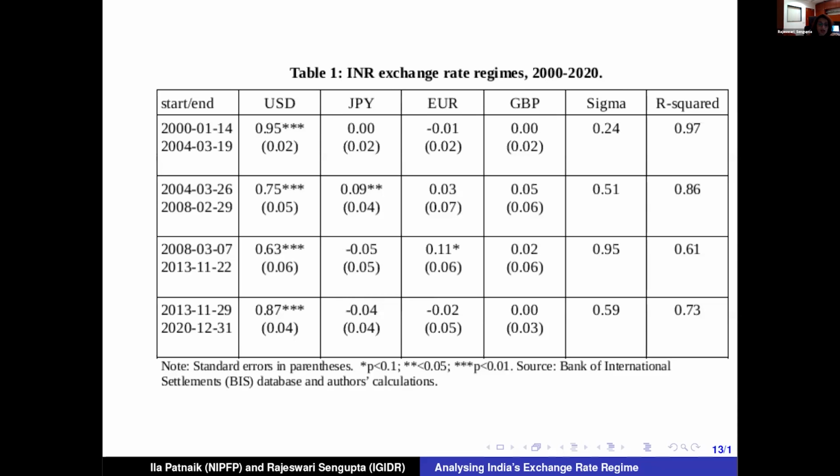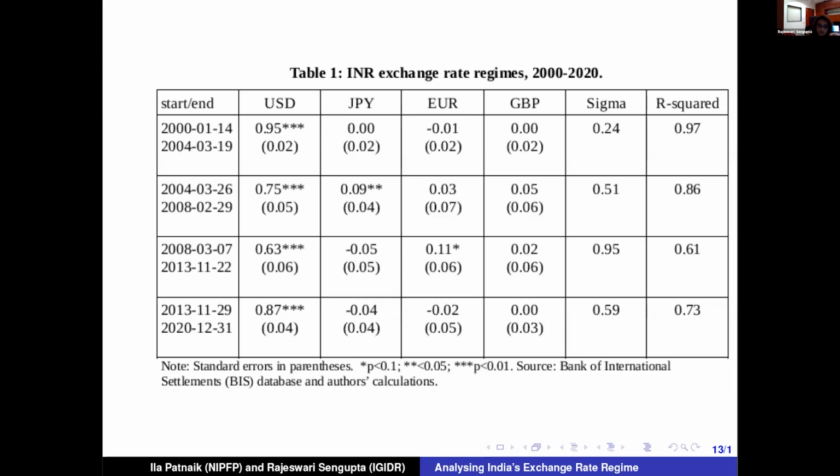It was close to 1, highly statistically significant, whereas the beta coefficients of the other 3 currencies were very close to 0. And this is exactly what I was explaining earlier, that this indicates that during this time, the rupee was in a relatively tightly pegged regime to the dollar, which also is corroborated by the value of the R squared, which is very high, and the error variance, the sigma, which is the lowest in the sample.